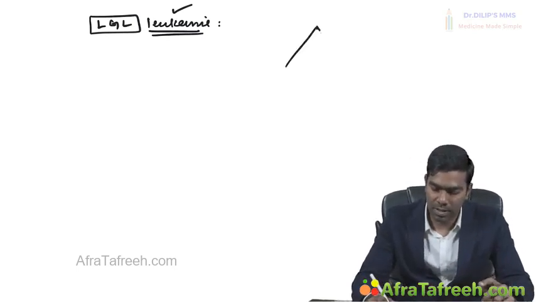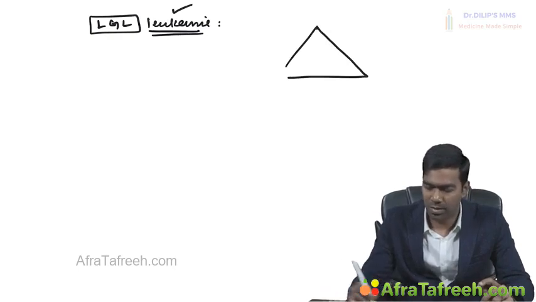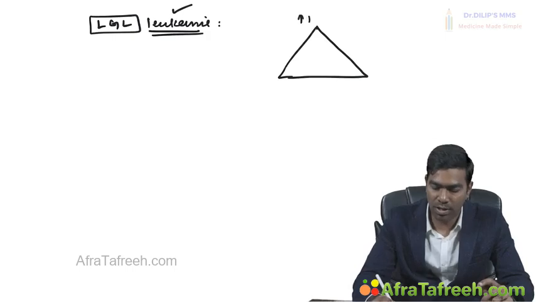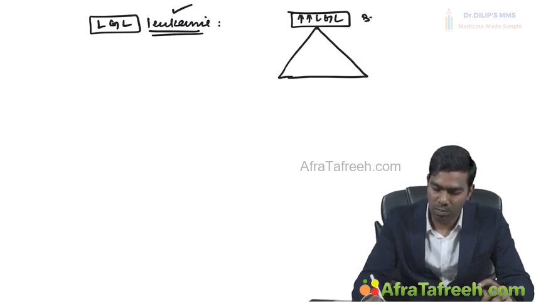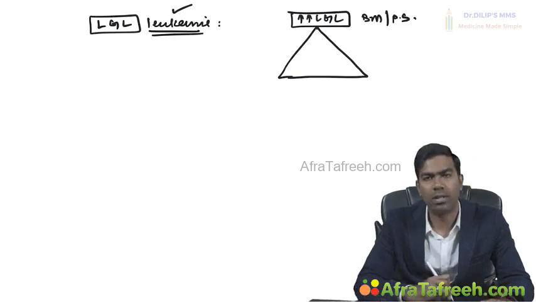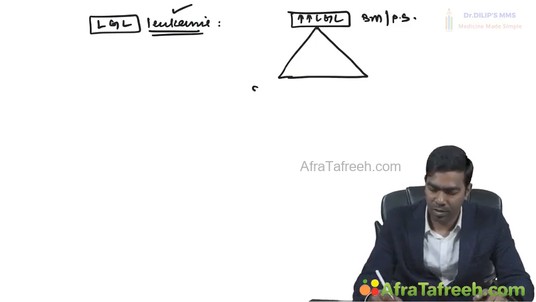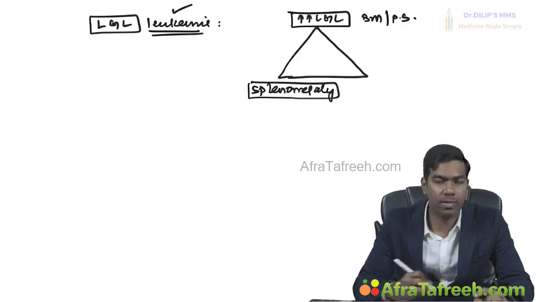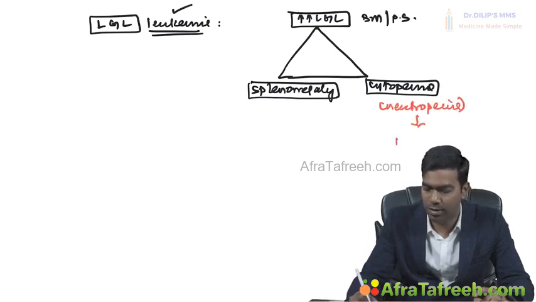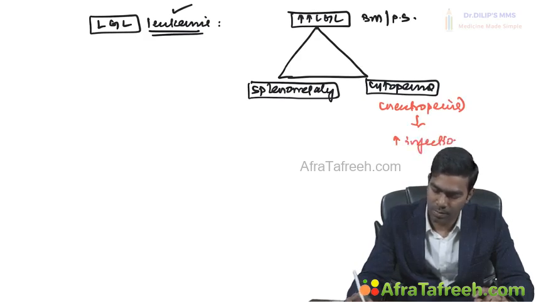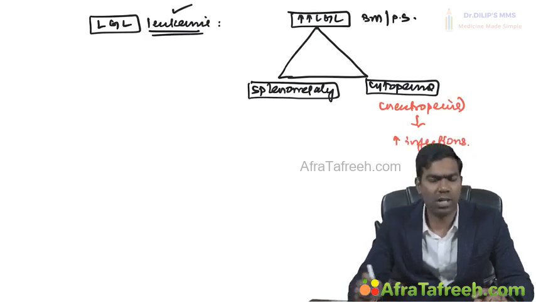So typically LGL presents with a triad. What triad does LGL have? Number one, they will have these typical large granular lymphocytes in circulation, in bone marrow and in the peripheral smear. Second, the patients will be having splenomegaly, which generally tends to be moderate to massive. And third, the patient will have cytopenias. The most common cytopenia is neutropenia. That is the reason why this patient is also highly prone to infections. Neutropenia, very important. Clear?